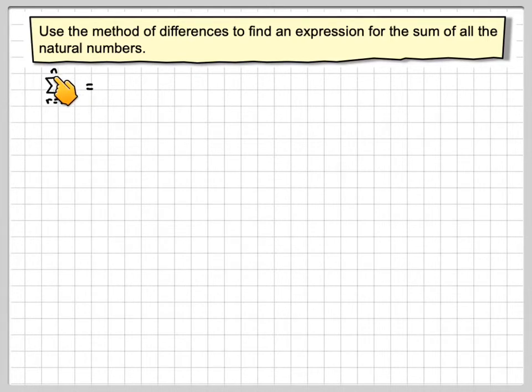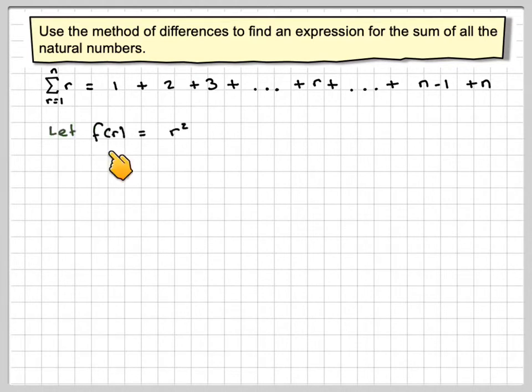So we've got the sum of r from 1 to n, which is 1 plus 2 plus 3 plus the general term, which is r, the last but one term, n minus 1, and n. So this is what we need to find the expression for.